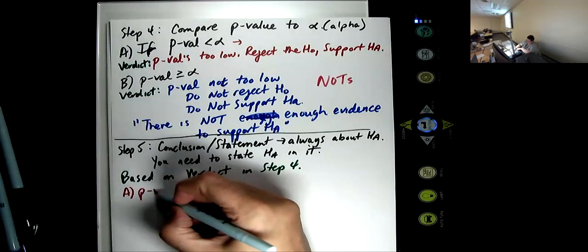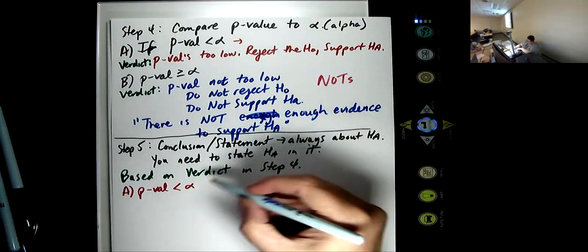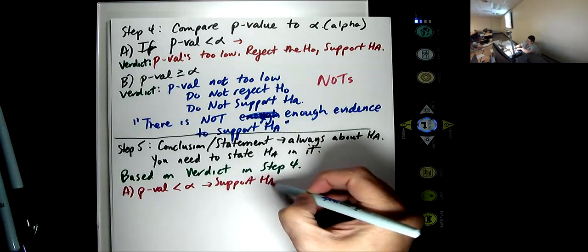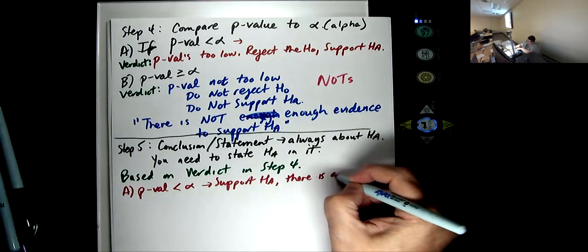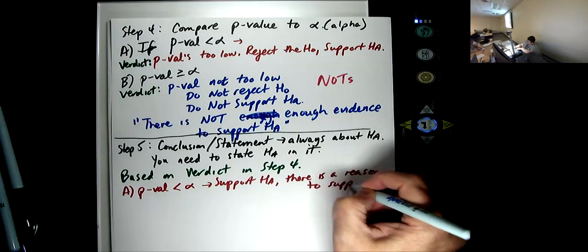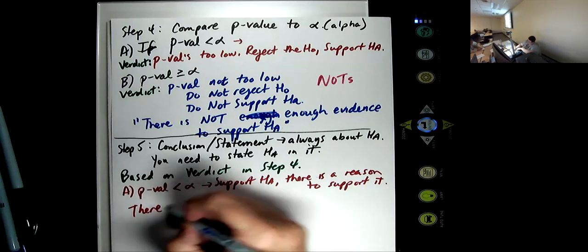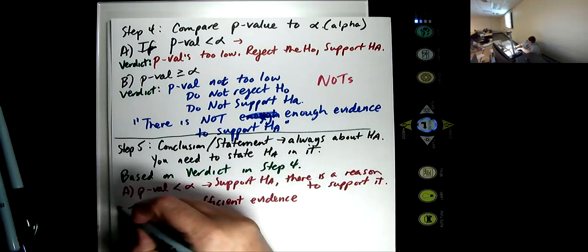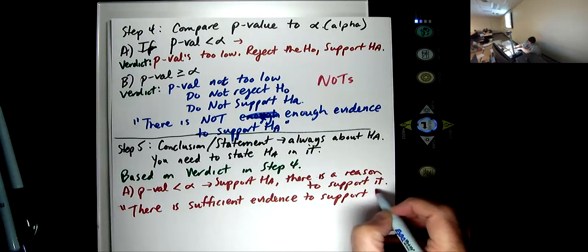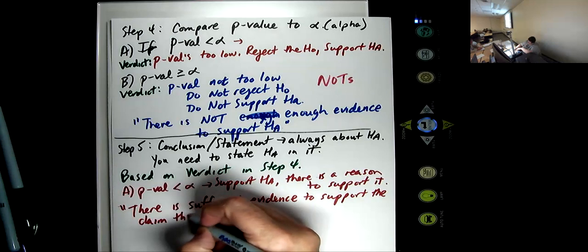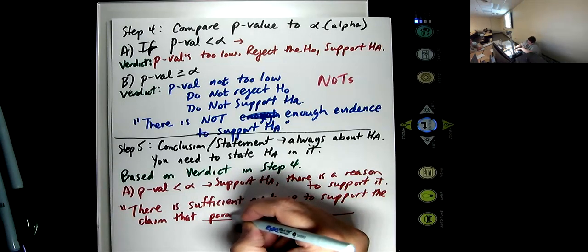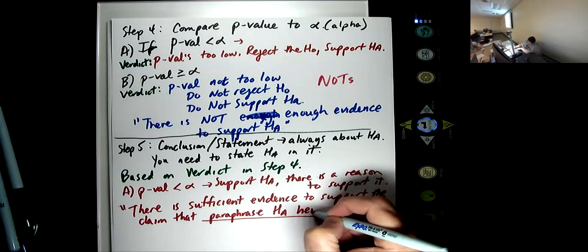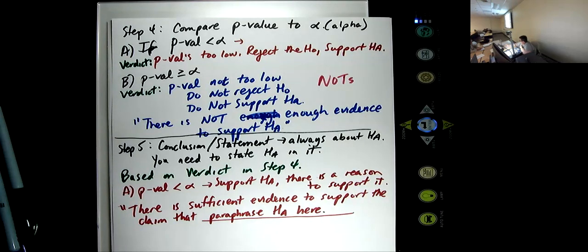So if we have case 1, p-value is less than alpha, we are supporting HA. If we're supporting it, it means there's enough evidence. There is a reason to support it. There is enough evidence or sufficient evidence to support the claim that, and then you should paraphrase HA here. Sometimes you can just flat out copy and paste. Literally, if the sentence is worded in such a manner that you can just word for word in the exact sequence it has it, grab it and put it in. You'll see that today.